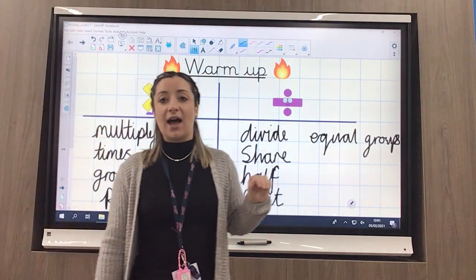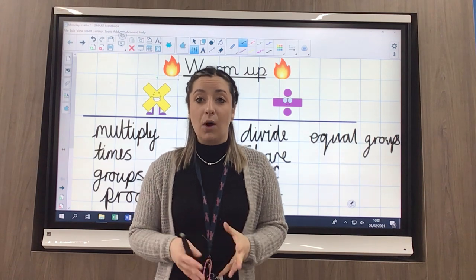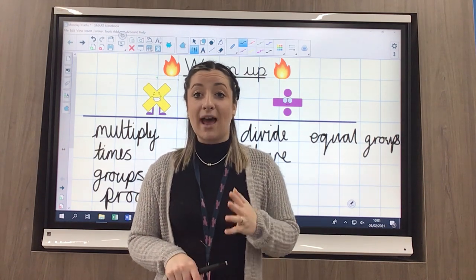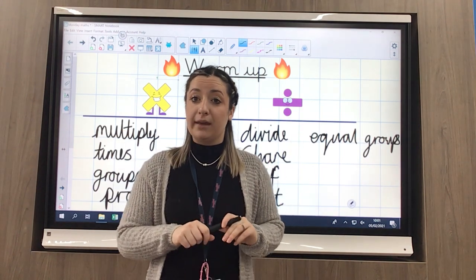multiply and divide operation. Now let's have a look at our learning questions so we know what we are focusing on today, because we have finished with multiplication and division, I'm afraid, but we are moving on to something new.